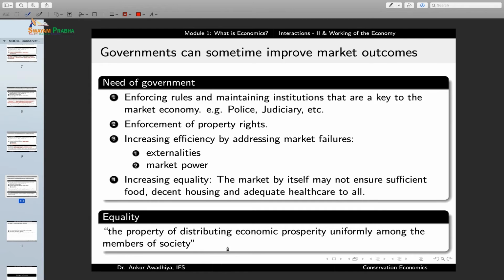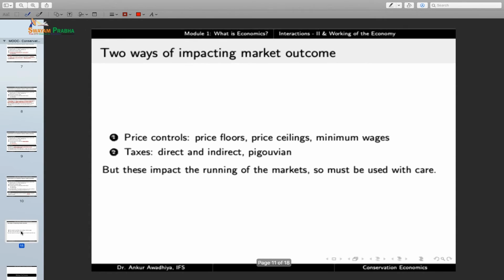Now, equality is the property of distributing economic prosperity uniformly among the members of the society. And this is also a role of the government. Now, there are two major ways in which government impacts these market outcomes, and these two ways are price controls and taxation. Now, price control means that the government may set up a price floor. Now, a price floor says that this is the minimum amount that you have to pay to get this good or service. And a good example is the minimum support price that the government sets for food grains.